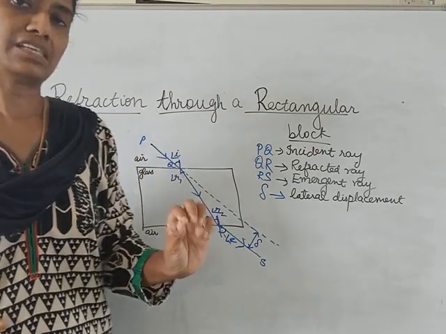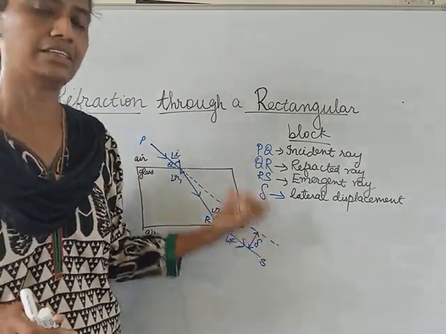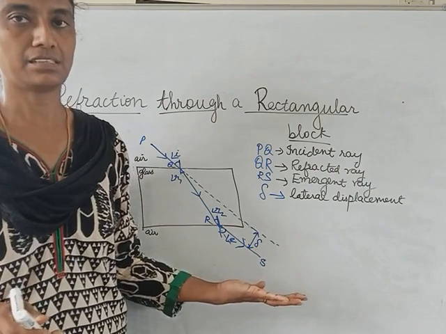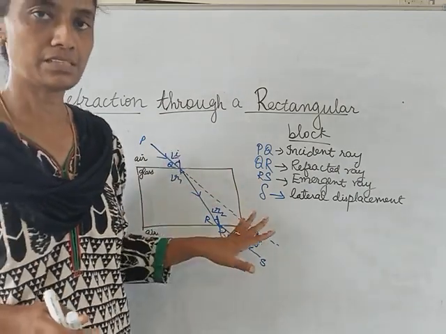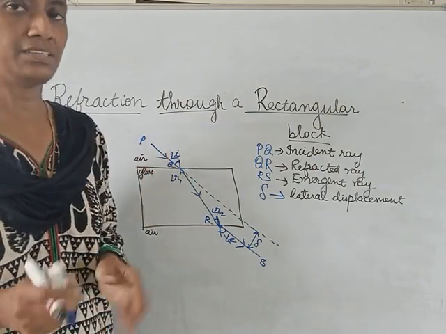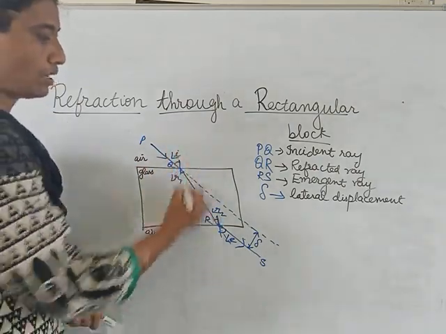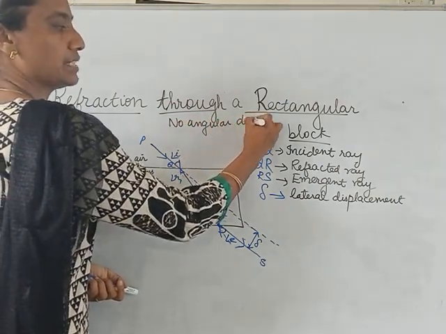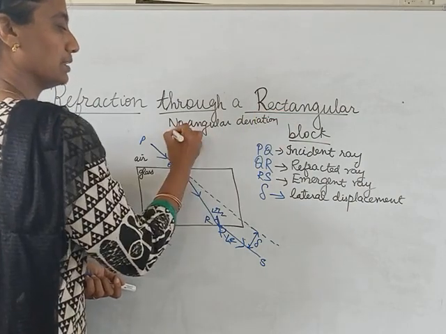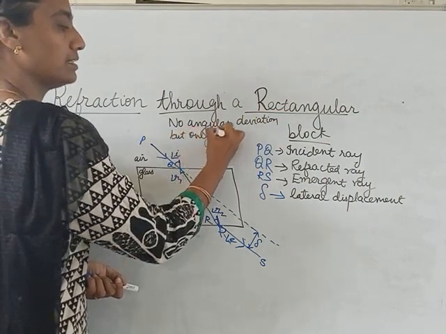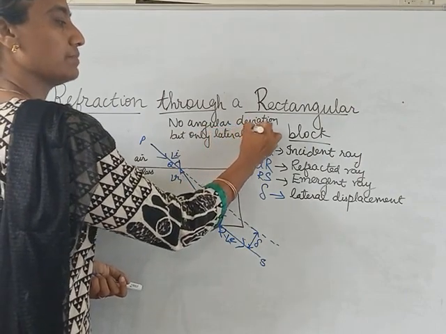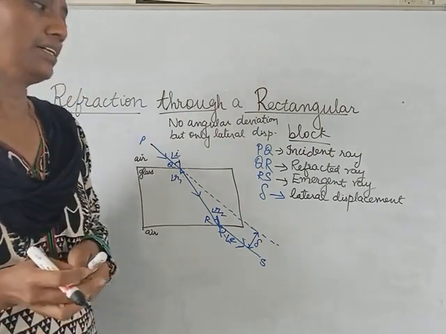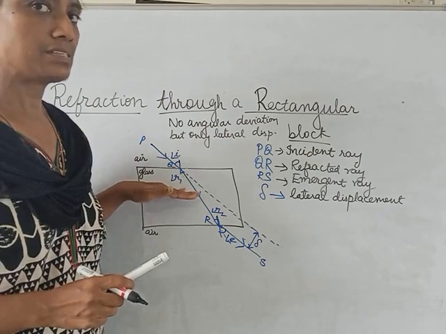So when you perform this experiment also, you will be asked to calculate the lateral displacement. A particular slab will have a particular lateral displacement. So one thing you have to remember is, in a glass slab, no angular deviation is there. There is no angular deviation, but there is only lateral displacement. This has a significance when I do the next thing, that is prism, so that then you will understand it better. I hope you understood this diagram clearly.